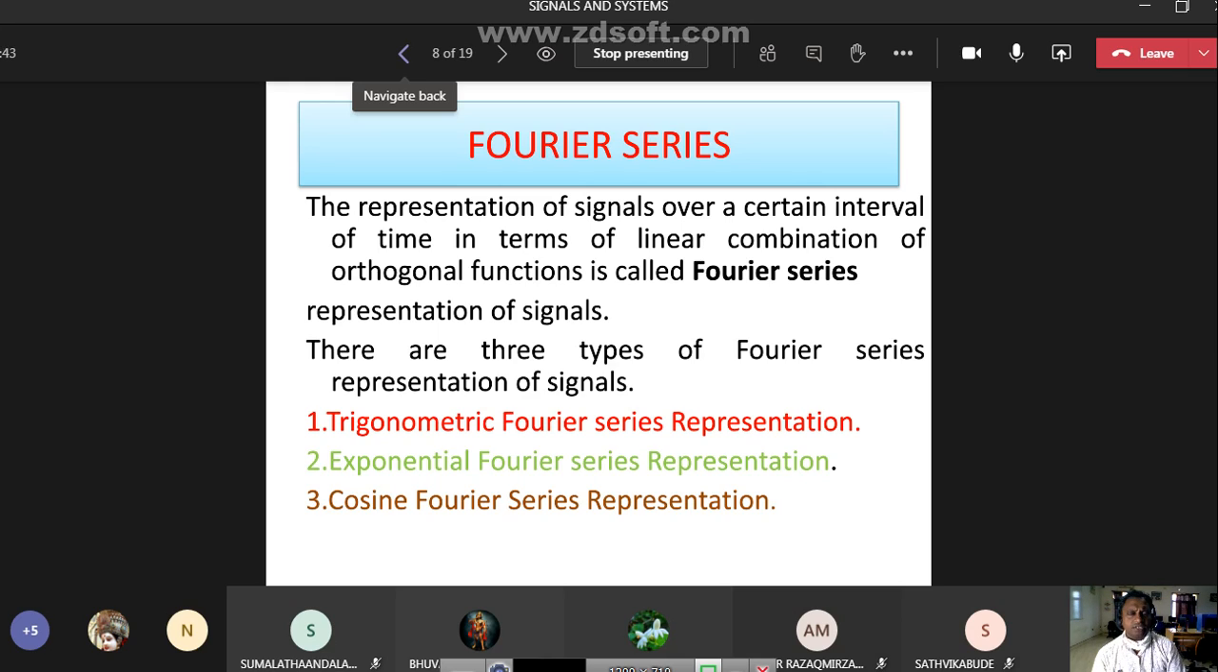The correlation is to get the similarity between the two signals. If you want to compare two signals, whether they are the same or different, generally we will go for correlation. There are two different types of correlation available. One is autocorrelation, the other is cross correlation. Autocorrelation means comparing the signal with itself after some time delay; then it is called autocorrelation.